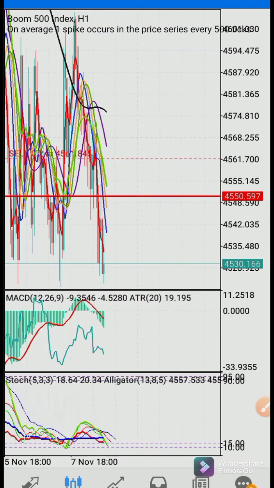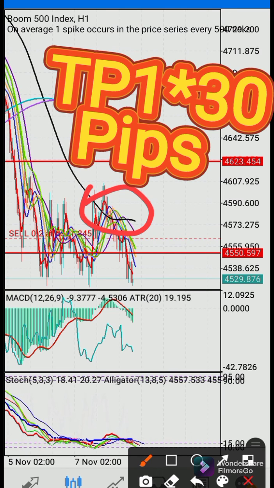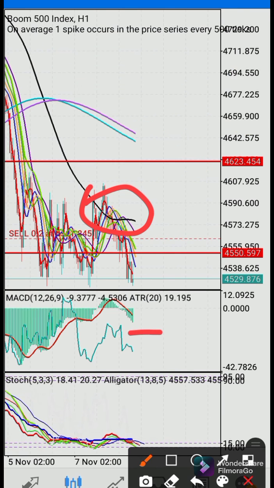You see, market is trading below the 50 exponential moving average. So the medium term trend is down. So possibly you can look for 100 pips TP2 and TP1 50 pips. So for Boom 500, please sell, TP1 50 pips, TP2. Sorry, since we are selling, let's just cap it. TP1 30 pips, TP2 60 pips. Let's cap 60 pips on this trade.